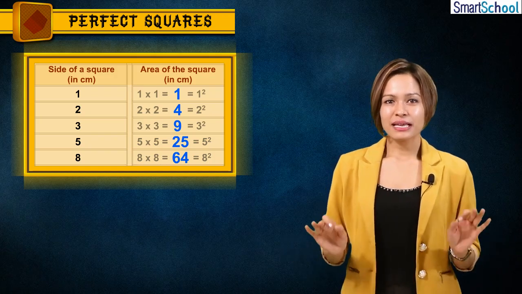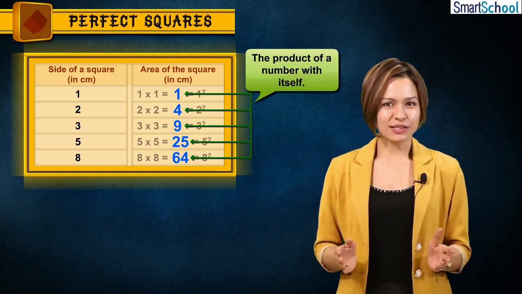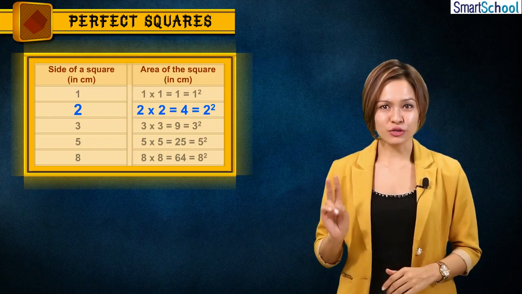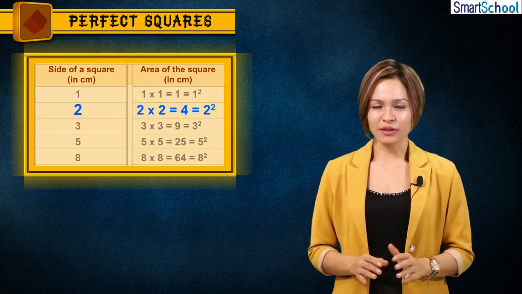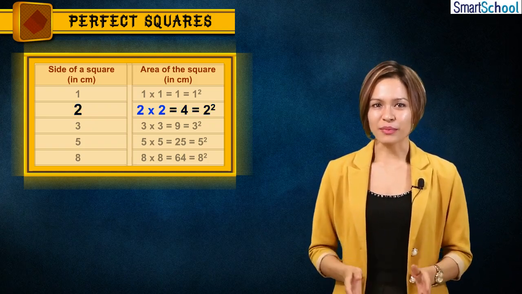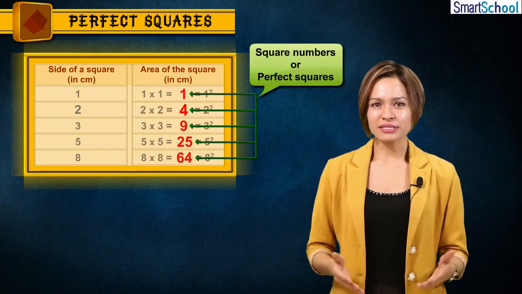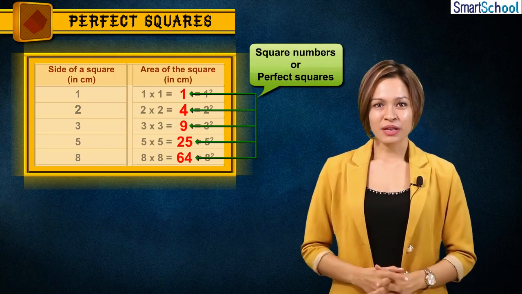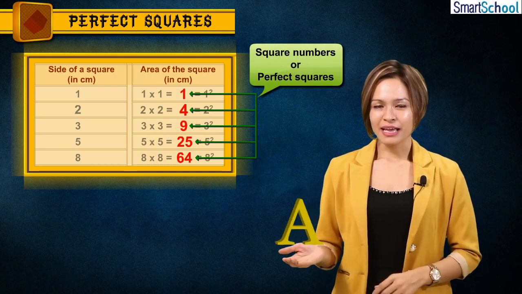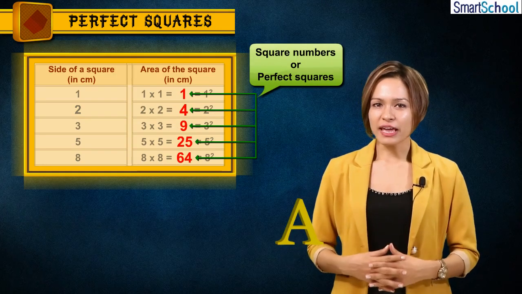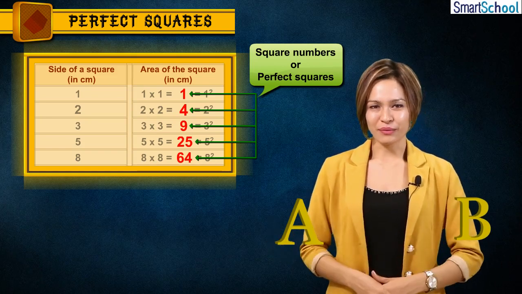All these numbers can be expressed as the product of a number with itself, such as the square of the number 2 can be expressed as the product of 2 with itself, that is 2 multiplied by 2. Such numbers are called square numbers or perfect squares. So, we can say that if a natural number a is expressed as the square of any natural number b, then a is a square number.